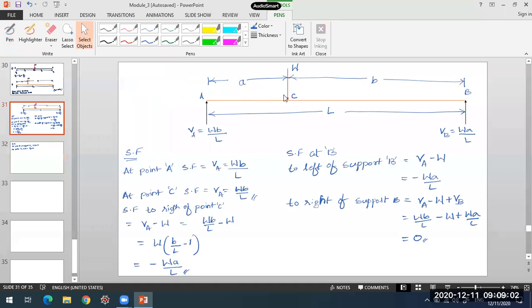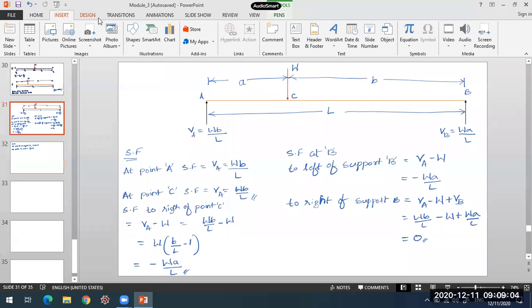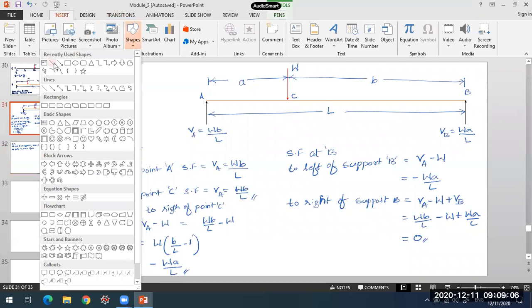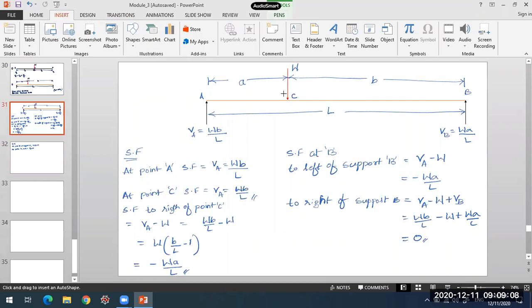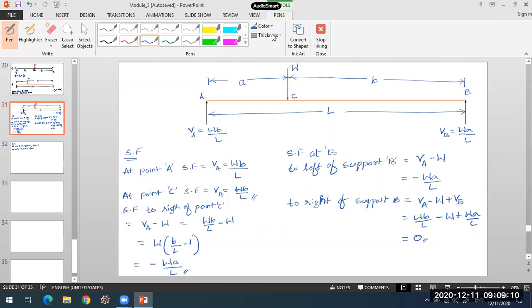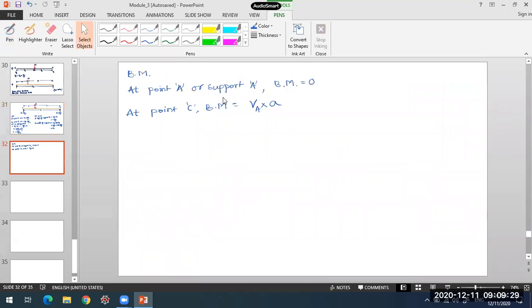Okay. If you take the section, all right. So if I take a section exactly at point C, right over here, what are the forces to the left of the section? Only this VA. What is the moment due to this force? VA into this distance A. Okay, VA into A. So I'll be having bending moment as VA into A.